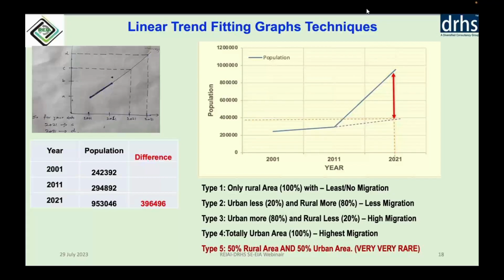Now I was telling you about my friend. I went to him and he gave me a very simple technique. He said, yeah, you can do the linear trend fitting graphs. It is very simple. This technique is about 5th standard level, where you know 2 points, 2001 data and 2021 data, and you put the line in the same direction with the same growth rate. See, 2001, 2011, and I have generated an imaginary line for 2021.